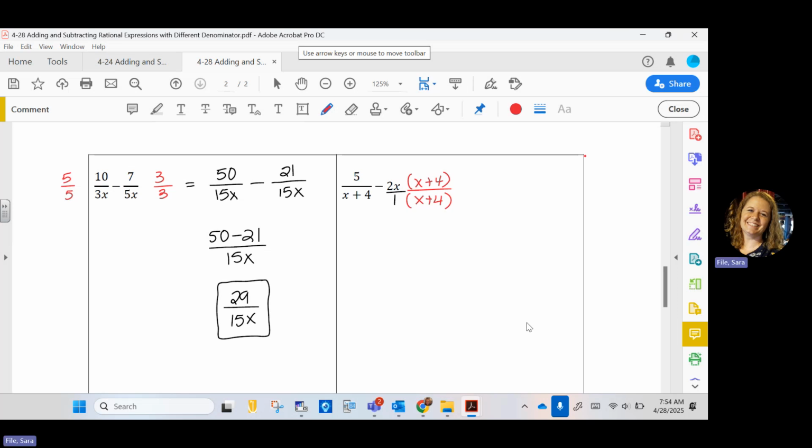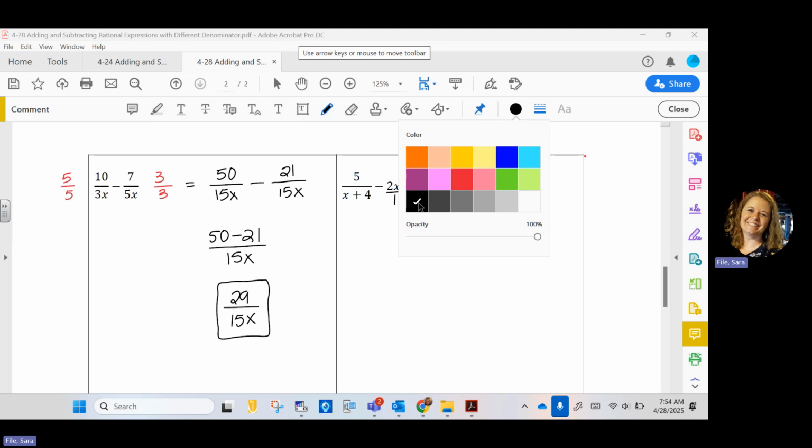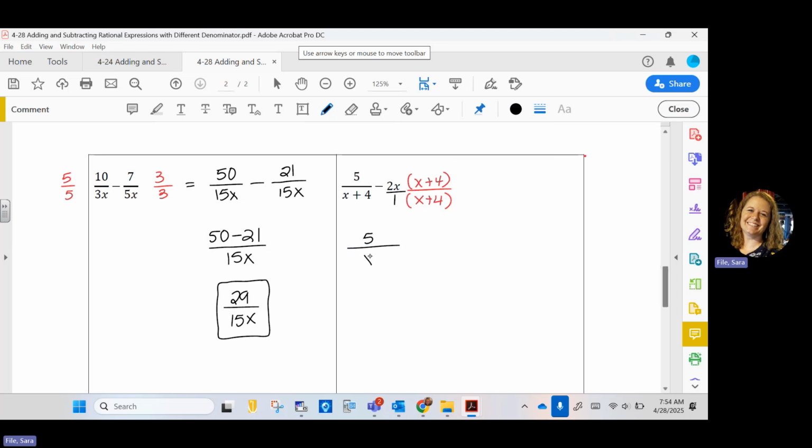All right, let me go ahead and rewrite. I've got 5 over x plus 4 minus... now I've got 2x being multiplied by a binomial, x plus 4. So it has to be multiplied by both parts. That becomes 2x squared plus 8x over x plus 4. So now I've got my common denominator, and I'm going to subtract.